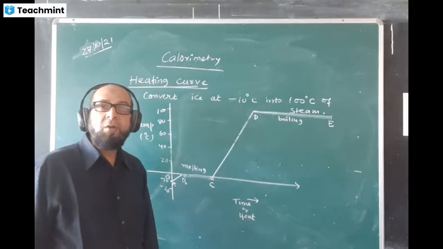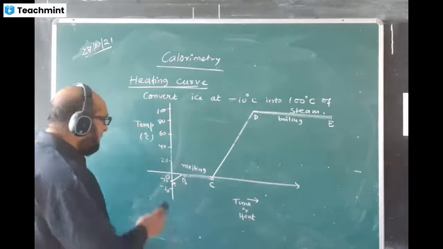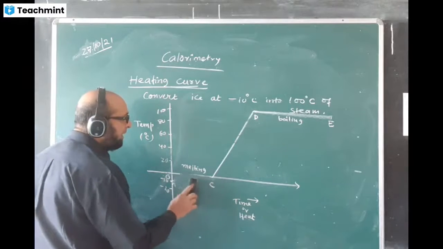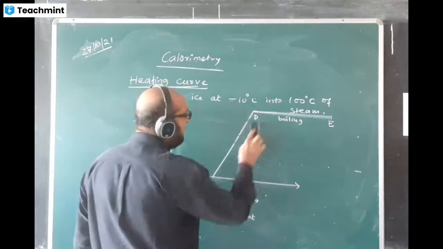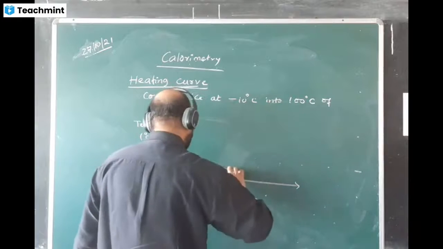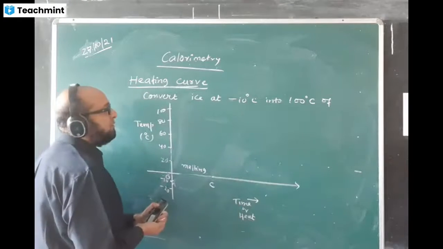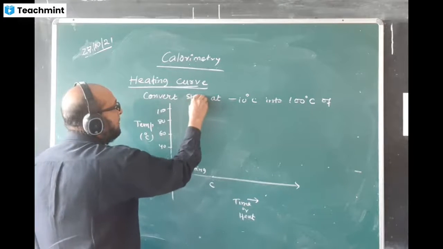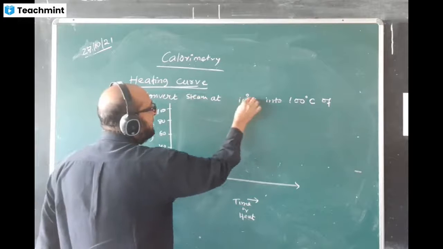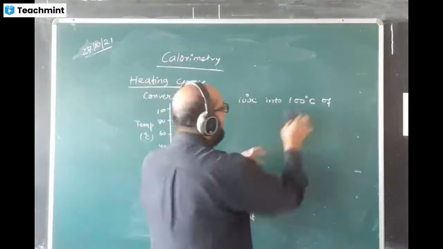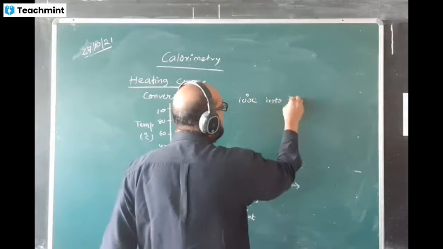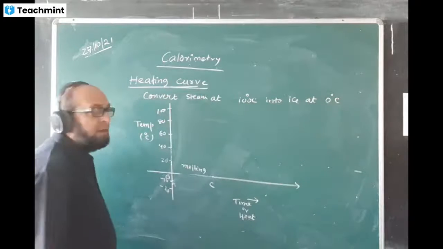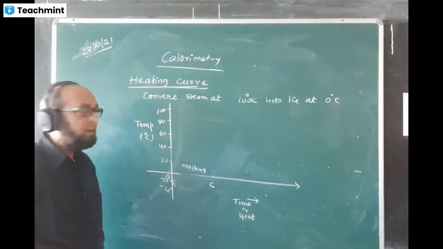So such a curve is called a heating curve. Now the cooling curve is just the opposite of that. In the cooling curve, what happens? At cooling time, they will just ask you the opposite. Convert steam at 100 degrees Celsius into ice at 0 degrees Celsius. Just opposite. That means you have to cool it.